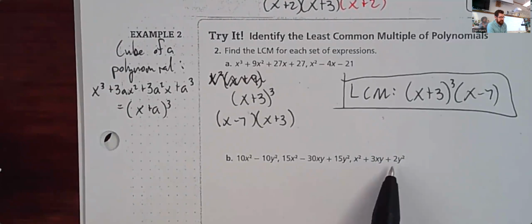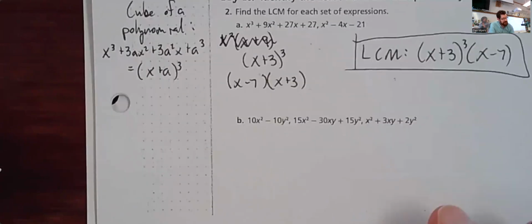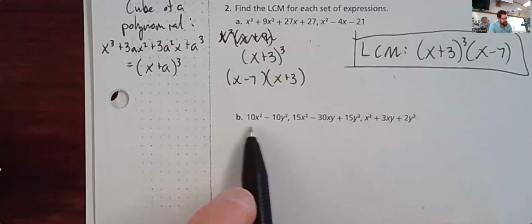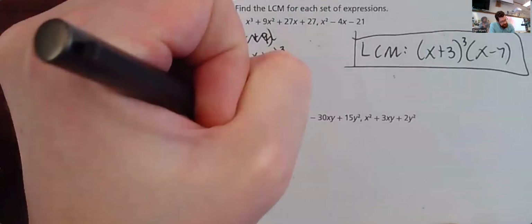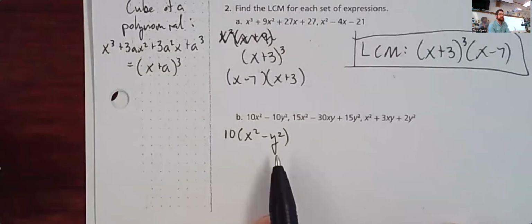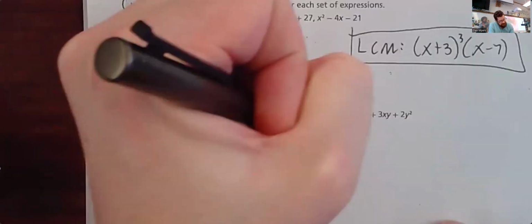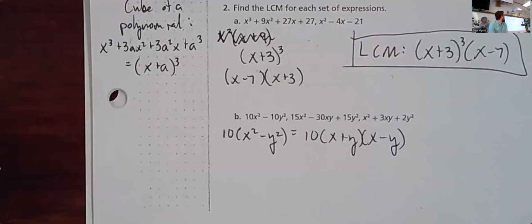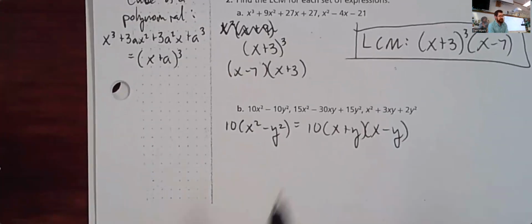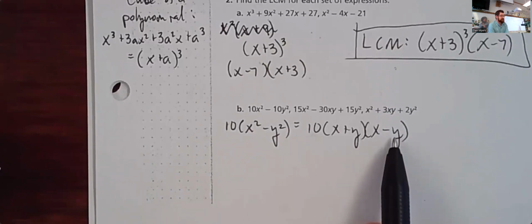This one's entirely trinomials. There's another variable here, but that shouldn't change things too much. So let's see what happens. What can we factor out of this? 10, all right. So that'll be 10 times x squared minus y squared. That is the difference of squares. So this is going to actually equal 10 times x plus y times x minus y. So the first expression turns into 10 times x plus y times x minus y.